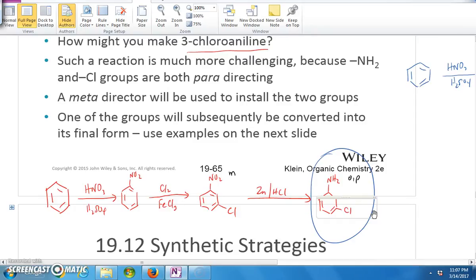Now, a meta director will be used to install the two groups, once one of the groups is subsequently converted to its final form, just like you see here. So, like I told you, you first introduce the nitro group, then you introduce the chlorine, and you do a reduction of the nitro group to an amino group.